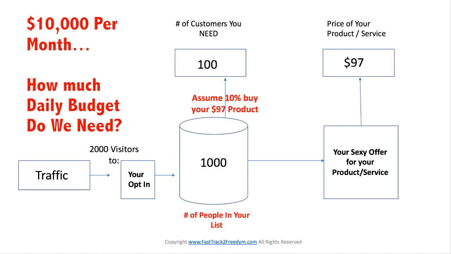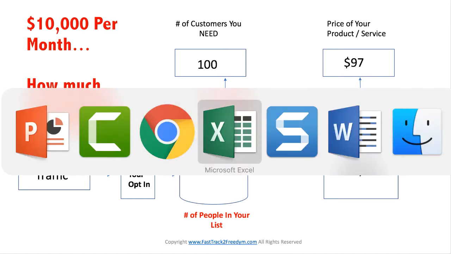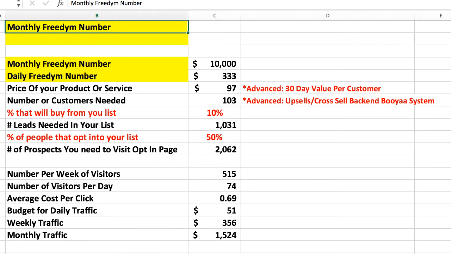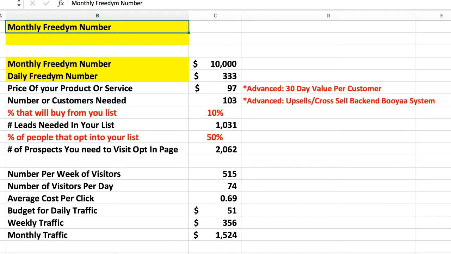So coming back again, how much daily budget do we need in order to achieve $10,000 per month, all right? That is something that you're definitely going to want to dig deep into, right? And here is our freedom number math calculator, okay? What I want to show here on this particular sheet, and again, it's in your members area as well, that you can use, because this should be the guiding key performance metrics for your business.